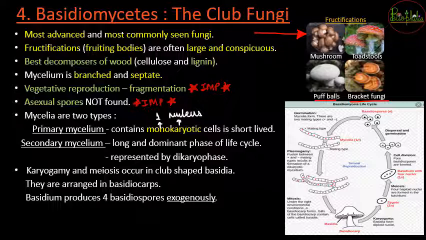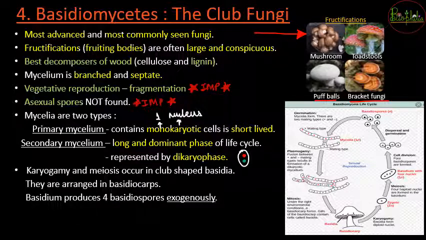So monokaryotic cells are going to be present, that is going to make up the short-lived phase of the primary mycelium. अब secondary mycelium जो होता है, it is going to be a long and a dominant phase of life जो बहुत देर तक नजर आती है, and it is going to be represented by the dikaryophase. So dikaryophase, you might remember it by this particular diagram, जहाँ पे दो nucleus होते हैं and they are not going to fuse together, but they will have their independent identity in one single cell.